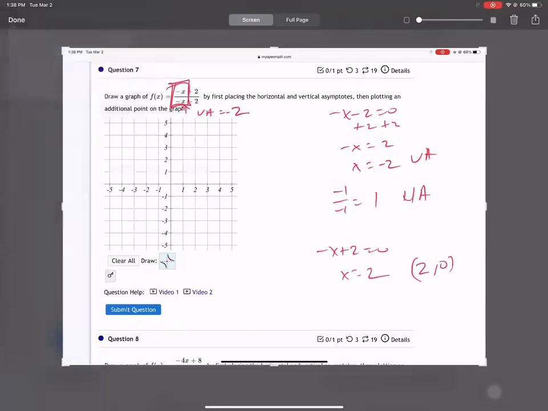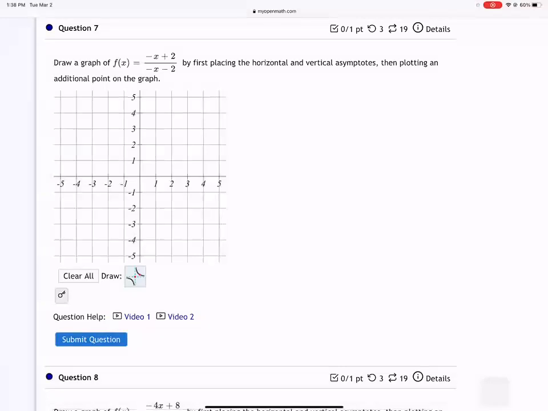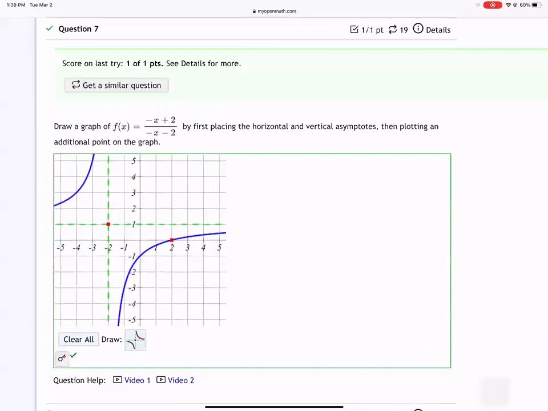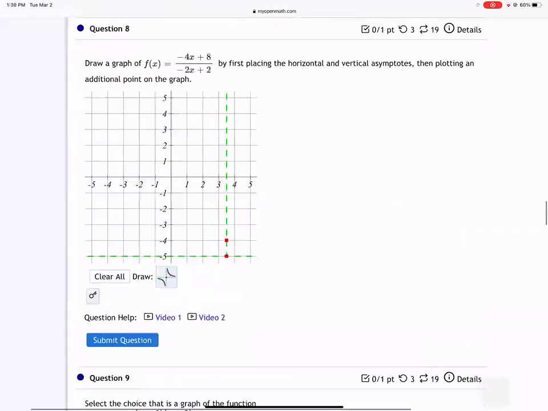Okay, let's graph it. The vertical asymptote is going to be at negative 2, but my horizontal asymptote is going to be positive 1. Negative 2, positive 1. And then we had a zero at positive 2. Okay, all right, we did it. Now let's jump to the next type of question.